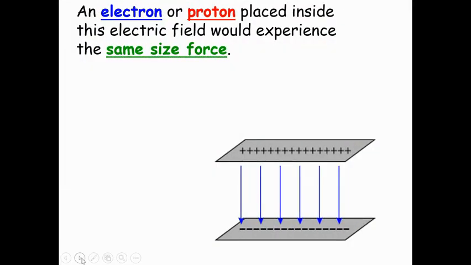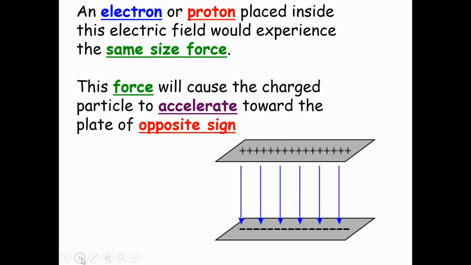And if you place an electron or a proton inside of that electric field, because the electric field strength is the same everywhere, that proton or electron would feel the same size force no matter where it's located, so long as it's within that electric field between the plates. And this force causes that charged particle to accelerate. Accelerate in what direction? Well, to the plate of opposite sign, because it will be repelled from like charge and attracted to opposite charge. And it might look something like this.